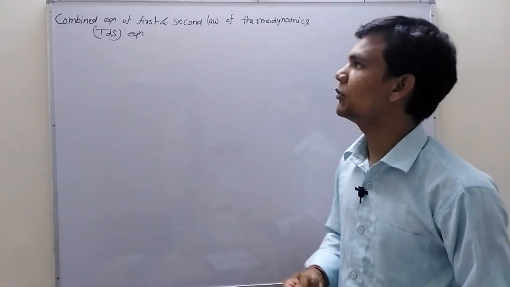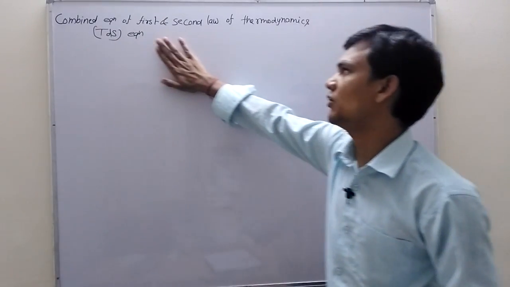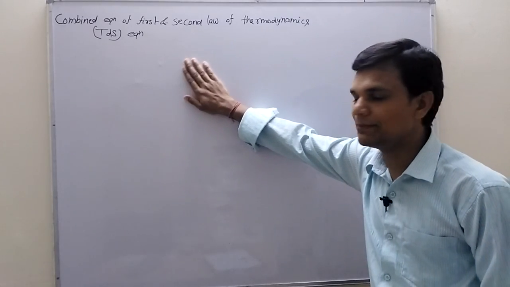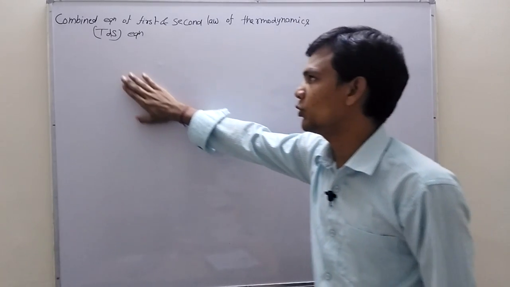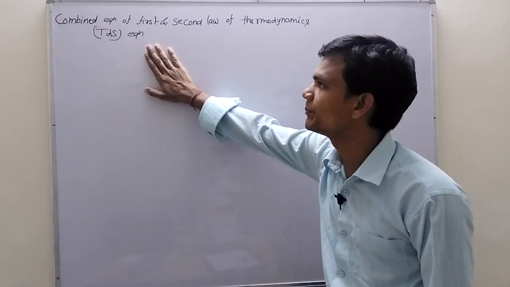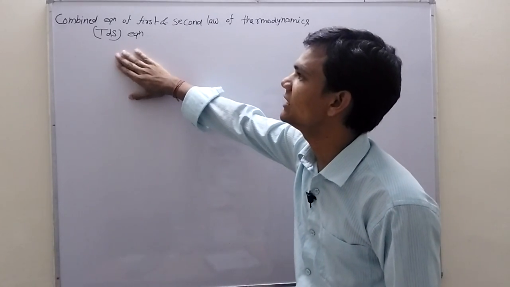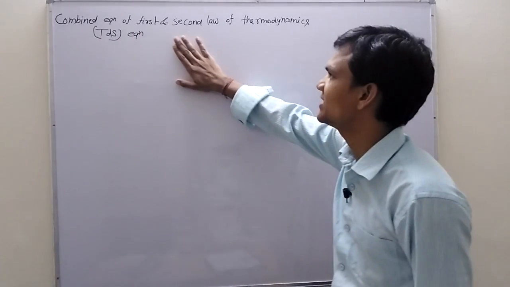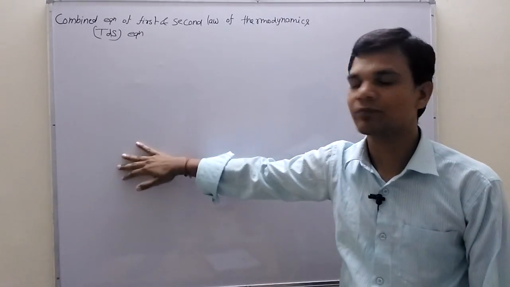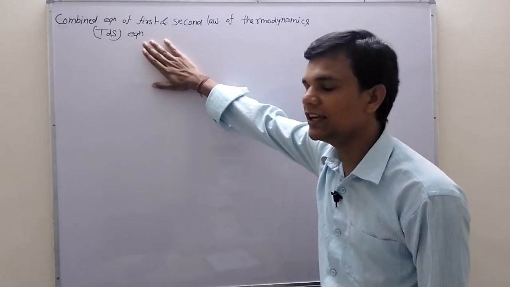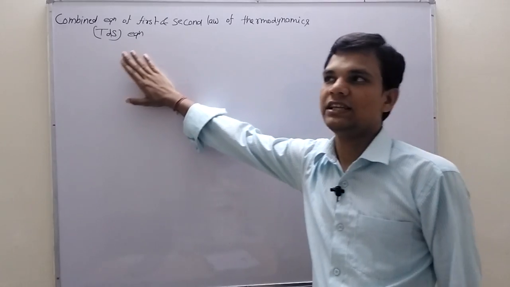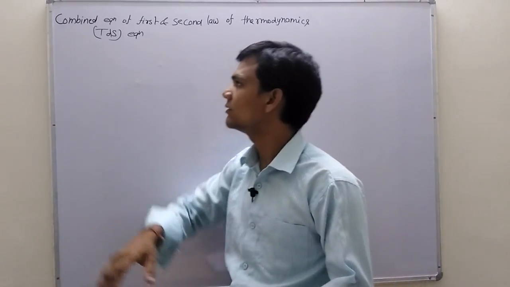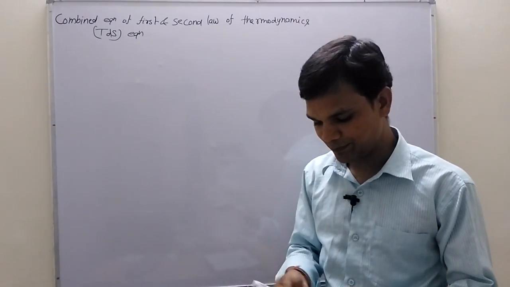We will discuss the combined equation of the first and second law of thermodynamics, also known as the TdS equations. The TdS equation's second name is the combined equation of the first and second law of thermodynamics. There are two TdS equations in our thermodynamics syllabus.